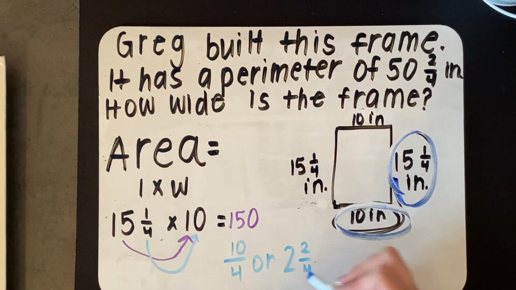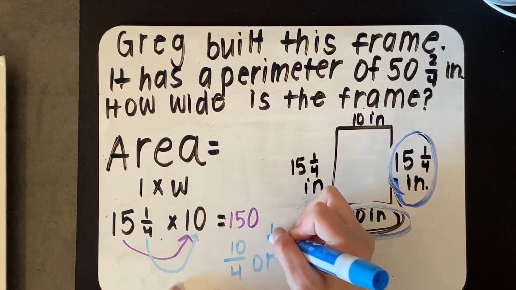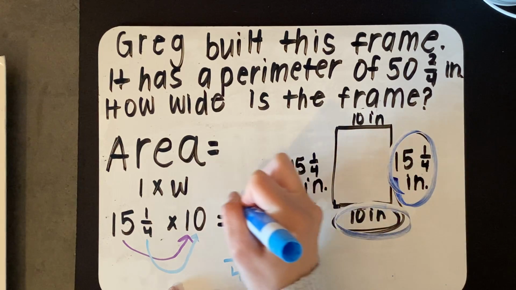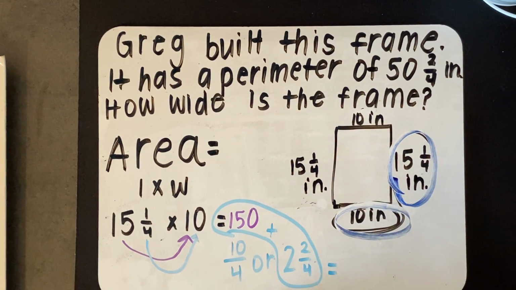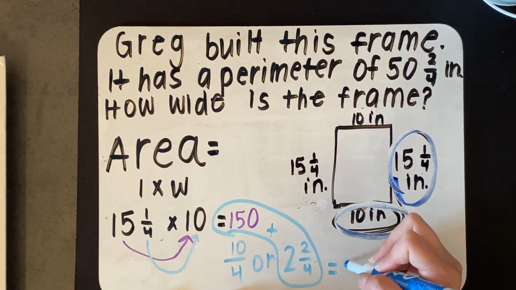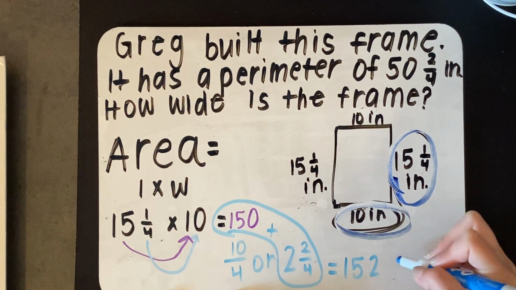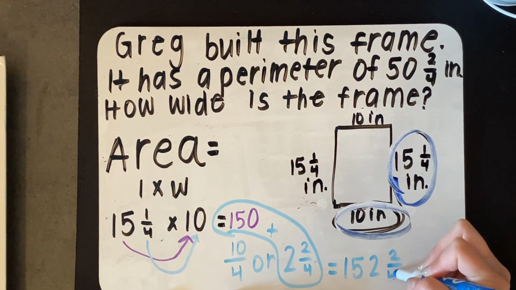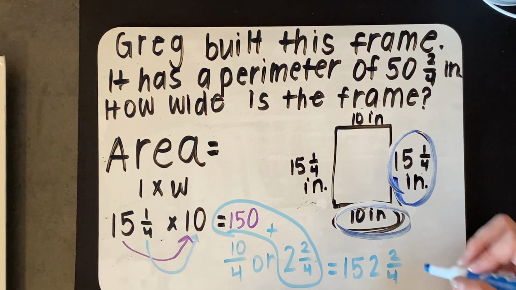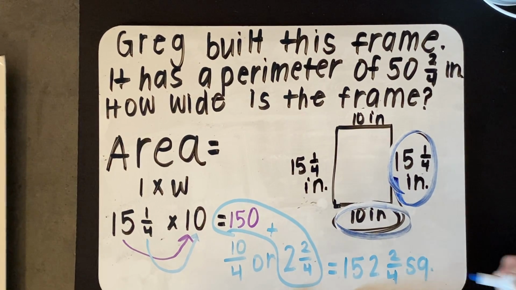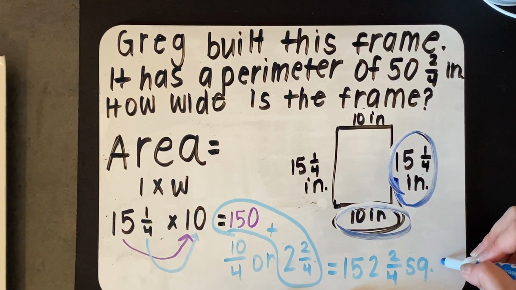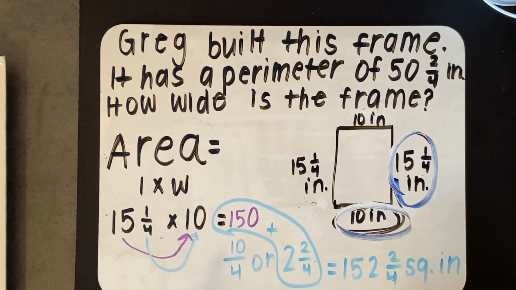So now we have 150 and we have 2 2/4. We're going to combine them to get our final answer. 150 plus 2 2/4 is 152 2/4. Because this is area, we need to use square before we put our unit. So 152 2/4 square inches. That is how you would find the area of the shape.